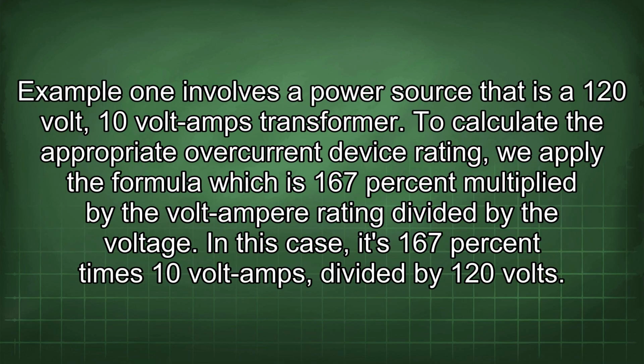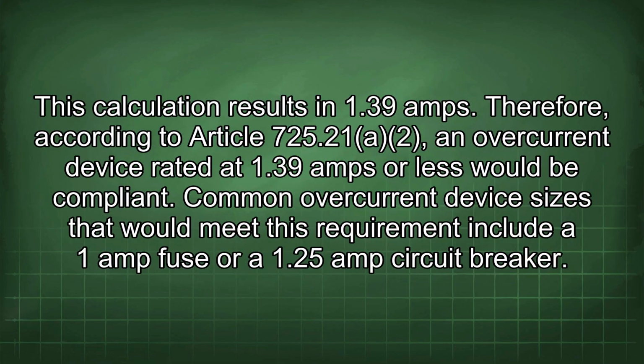Example 1 involves a power source that is a 120-volt, 10-volt-amp transformer. To calculate the appropriate overcurrent device rating, we apply the formula, which is 167% multiplied by the volt-ampere rating divided by the voltage. In this case, it's 167% times 10 volt-amps divided by 120 volts. This calculation results in 1.39 amps.